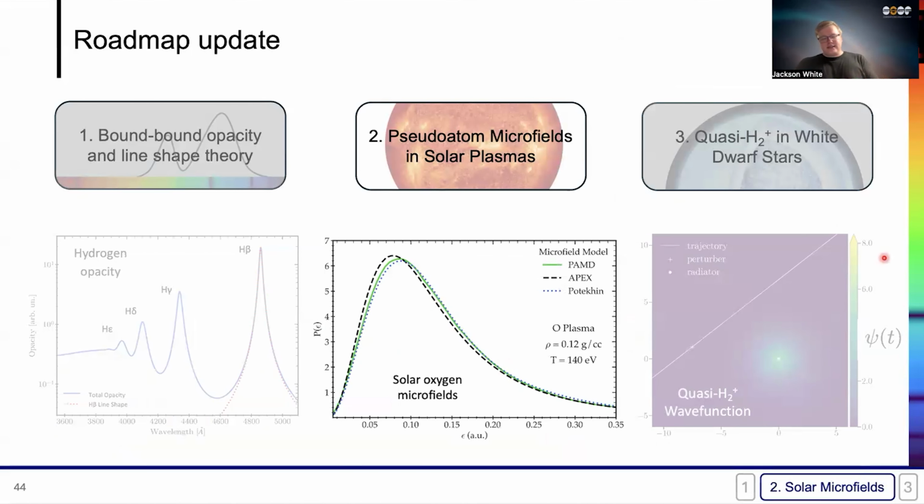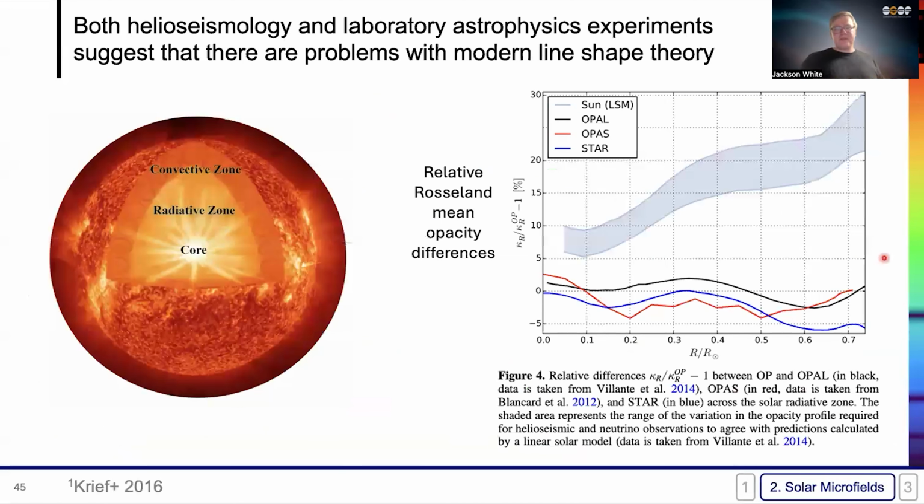Now, first up, I'd like to talk a little bit about this project I worked on modeling pseudoatom microfields in dense solar plasmas. The motivation here is that we can look at our sun, we can take very high quality observations of the sun, and we can try to compare solar observations to solar models. And we would expect those to agree very well. However, what we find in practice is that solar observations tend to suggest that the opacity in the sun is quite a bit higher than what our models predict it should be.